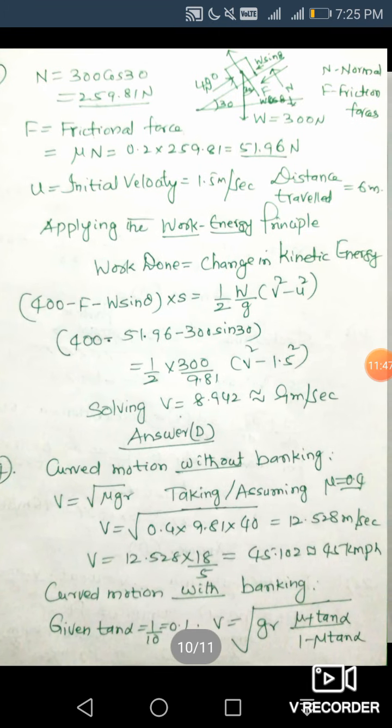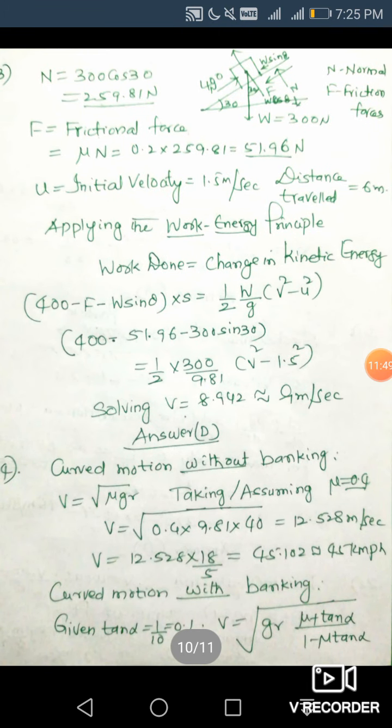Substituting that, in the first case, when the vehicle is moving on a plane road, that means a horizontal road, but it is taking a curved path, I will get V is equal to 12.528 meters per second. Converting into kmph, multiplying by 18 by 5, I will get approximately 45.102, that is 45 kmph.